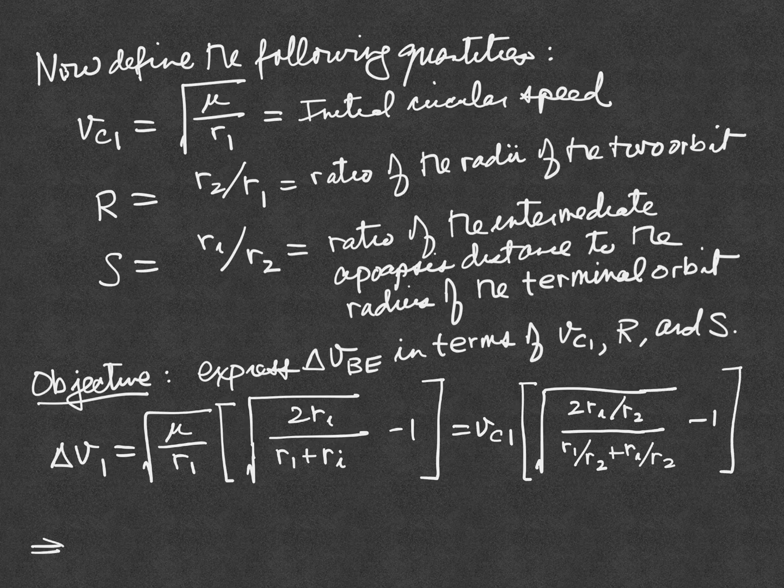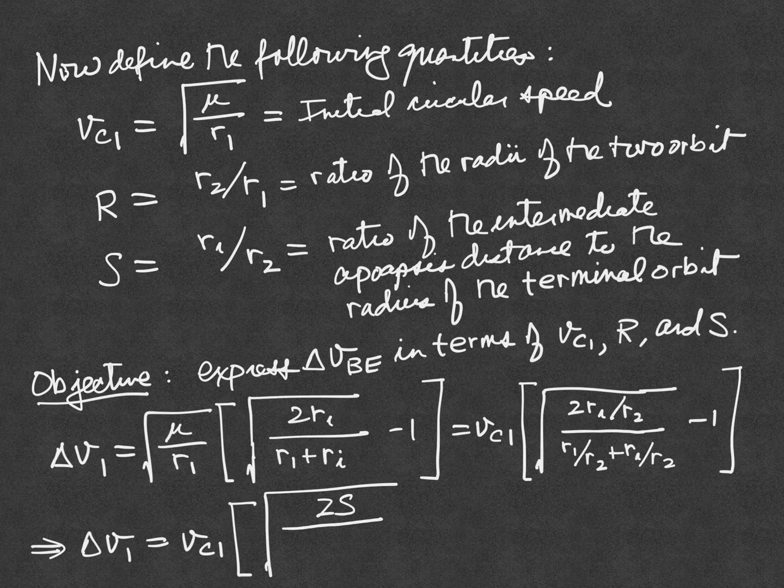Now, when we do that, we wind up with delta V1 equal to VC1 times the square root. Well, Ri over R2 is defined to be S, so that gives us 2S. And then divided by, well, R1 over R2, that's actually 1 over R. So we get 1 over R. And then we have Ri over R2, which again gives us S, and then minus 1.